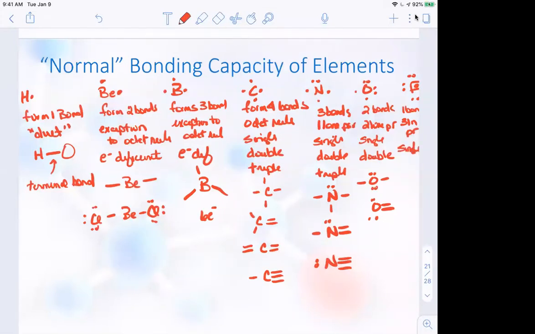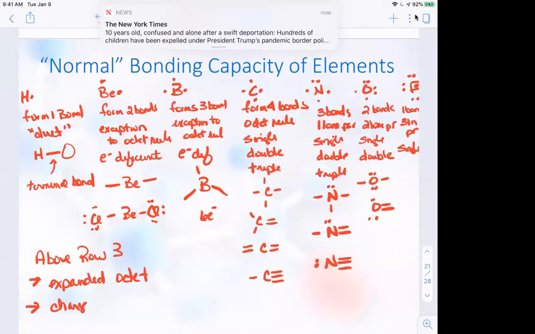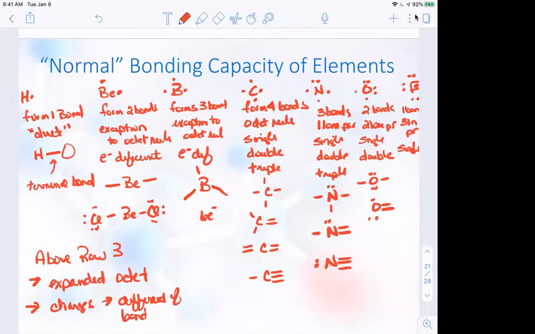So here are the normal bonding capacities of the elements as I go across the periodic table from row 1 to row 8 using just the s and the p sublevels. Notice anything above row 3 can form an expanded octet, right? When I have charges, I have a different pattern of bonding. So these are all things that you have to consider when you're drawing your basic Lewis structures to begin with. But this is where you start.